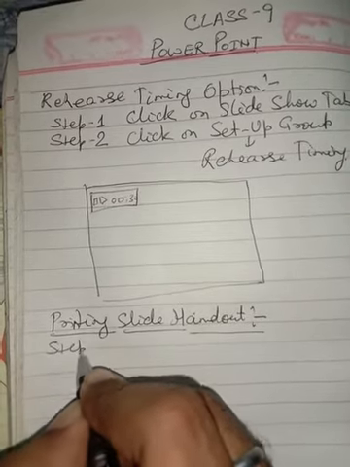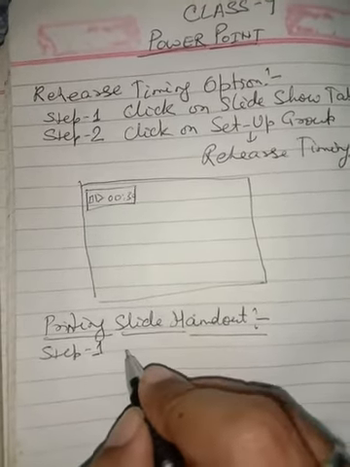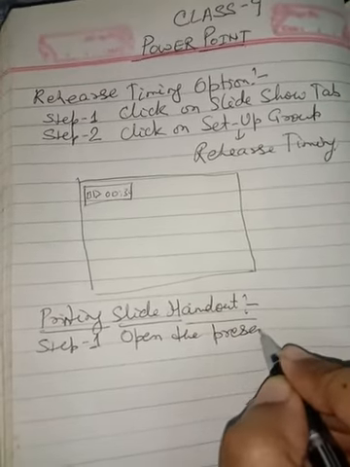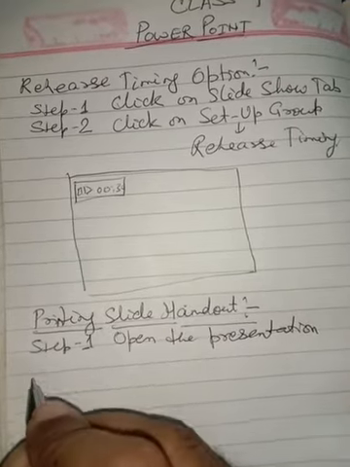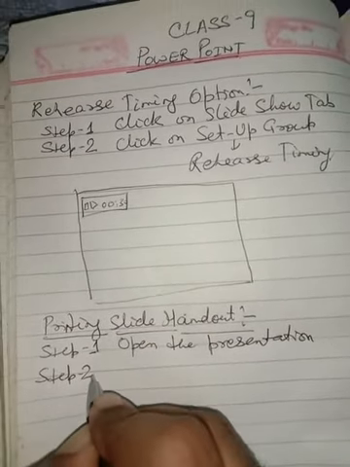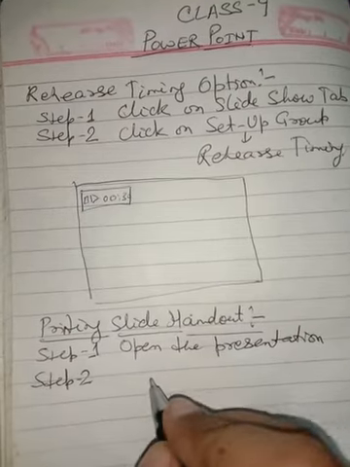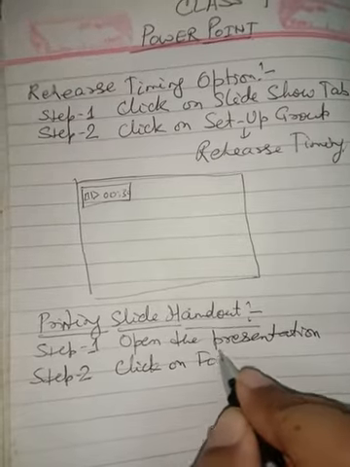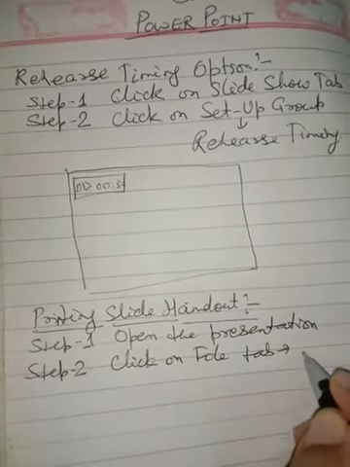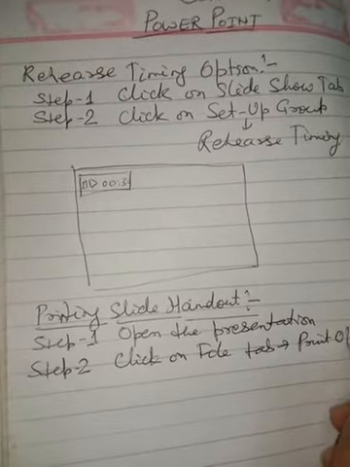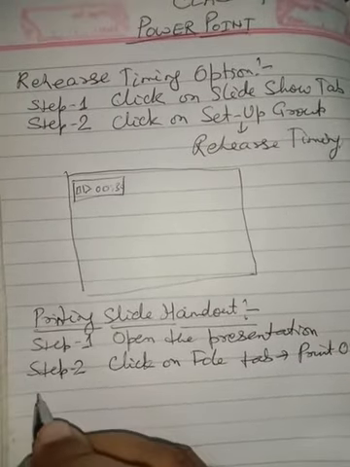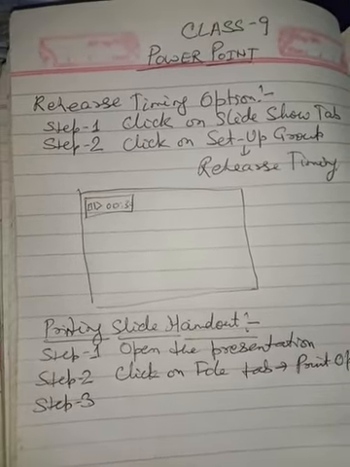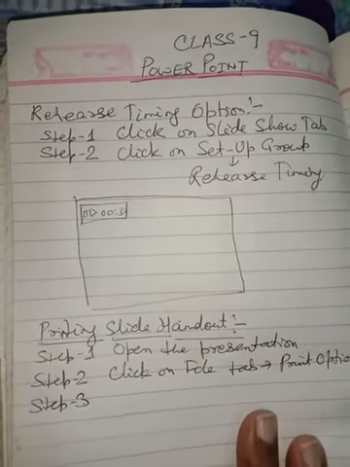First of all, step 1, open the presentation. Step 2, click on the File tab and then on the Print option. Next, step 3. As soon as we click on the Print option, the Print window will appear before us.